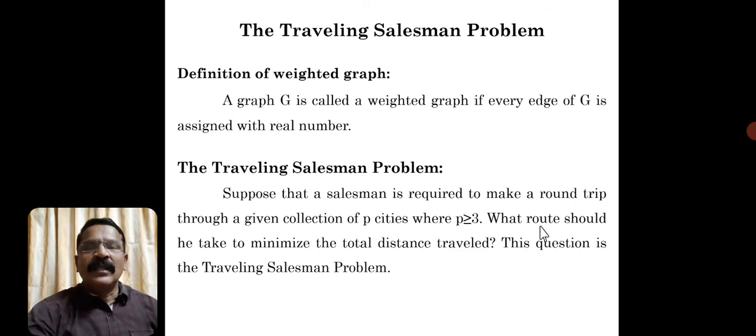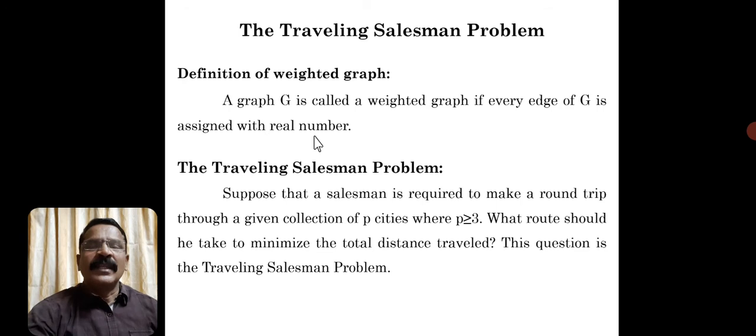Before going to the traveling salesman problem, let me first define a weighted graph. What is a weighted graph? A graph is called a weighted graph if every edge of that graph is assigned a real number. Graph means you have vertices and edges. Here every edge is given a real number. For example, one edge may be 15 kilometers, another edge 10 kilometers. Every edge is labeled with a real number, maybe in terms of kilometers, feet, or meters, according to your choice.